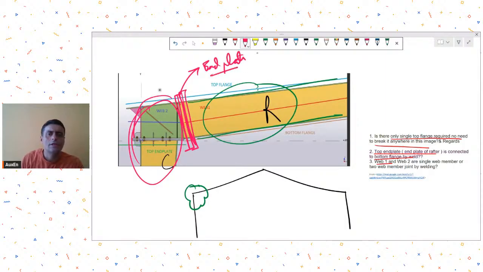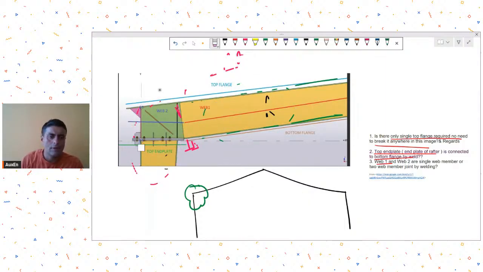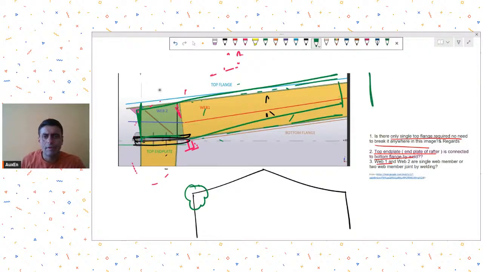This is one option. Second option can be, as you can see in this image, that they have provided the end plate connection over here. So this is your end plate. Now in this case, this becomes your one member. So basically it will be a member like this, and let's say these will be your flanges, this will be your web, and then these are your end plates.